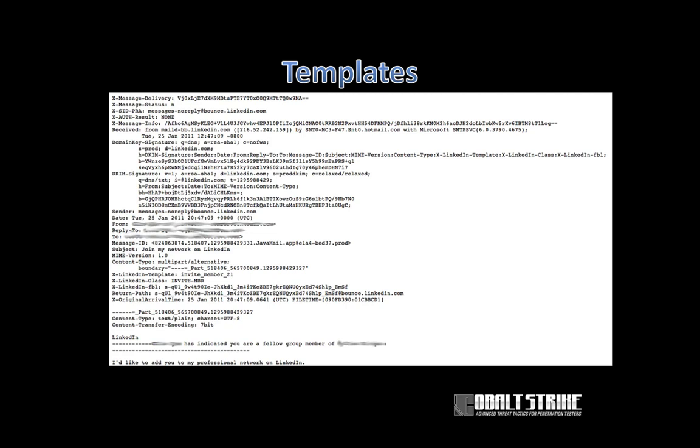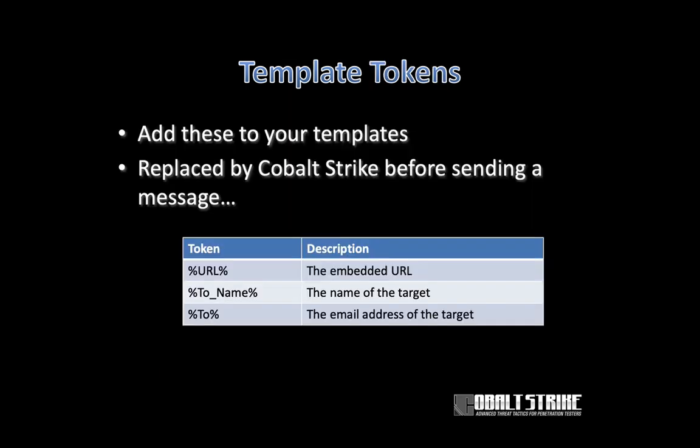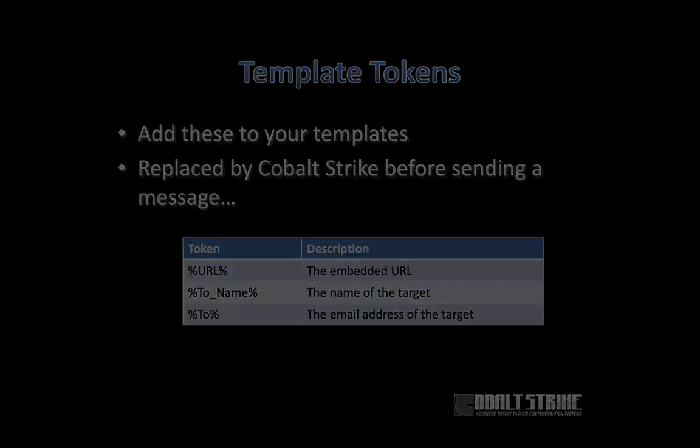And here's what an email looks like. It includes headers and it includes your content, sometimes multiple variations of the same content, maybe a plain text and HTML variation. One thing with templates is that there are template tokens in Cobalt Strike. If you add these to your templates, this is a way to customize each email that is sent by Cobalt Strike. %URL% is a URL that you want to embed into the email. %To_Name% is the name of the target.